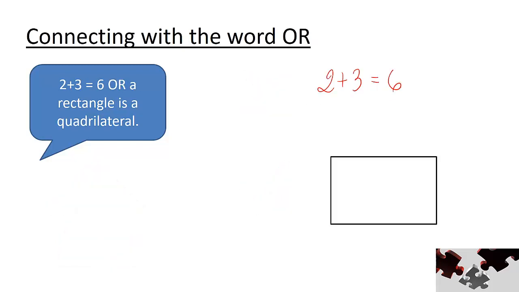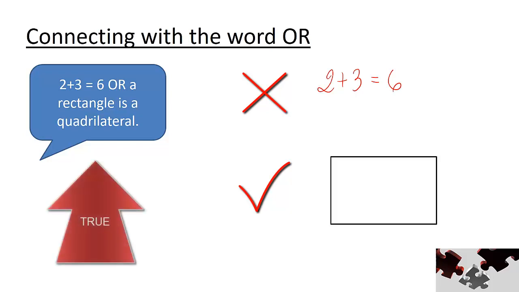Let's contrast our last example with this compound statement. 2 plus 3 equals 6, or a rectangle is a quadrilateral. How does our process change if we use the word or? First, let's look at each individual statement. We already know that 2 plus 3 equals 6 is false, and that a rectangle is a quadrilateral is true. Since we are using an OR connector, our compound statement will be true provided at least one of the individual statements is true. So we conclude our compound statement is true, despite the fact that 2 plus 3 is not equal to 6.